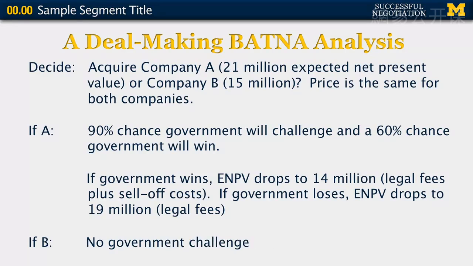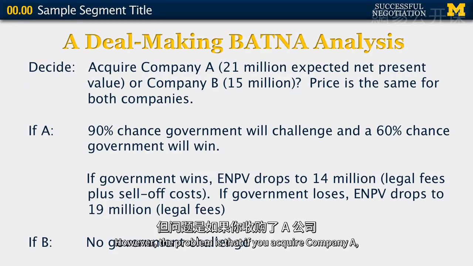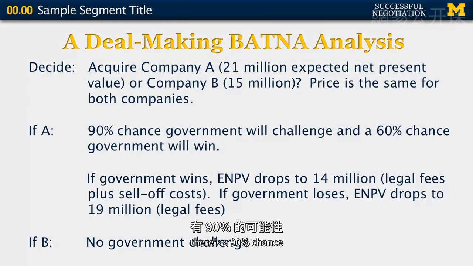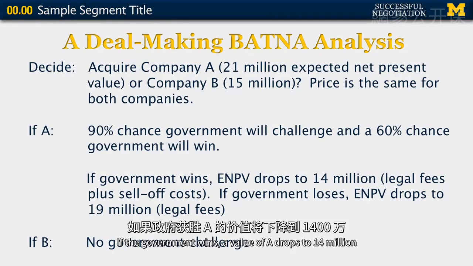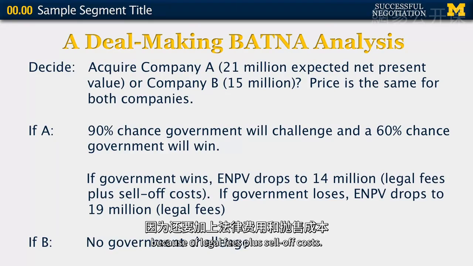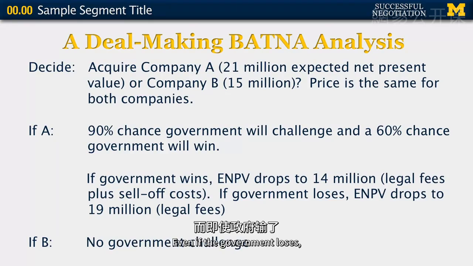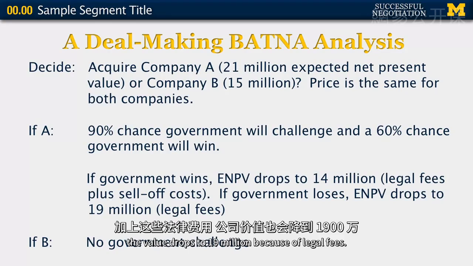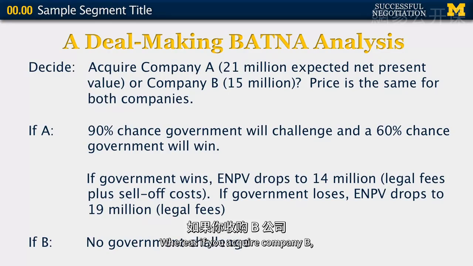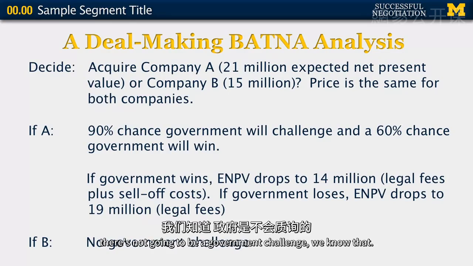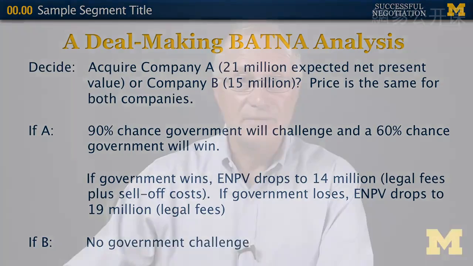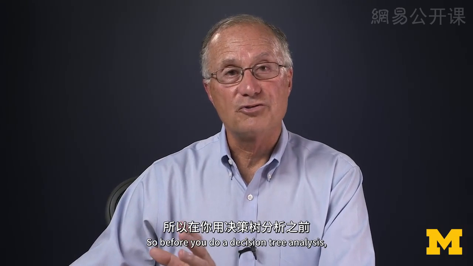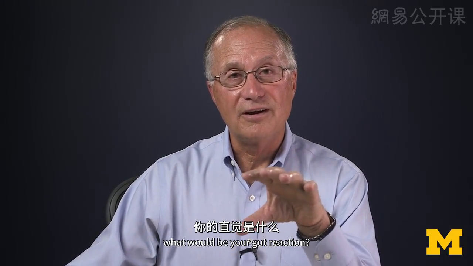Of course you would acquire Company A if the price is the same as for Company B because of the different valuation. However, the problem is that if you acquire Company A, there's a 90% chance the government will challenge the acquisition and a 60% chance the government will win. If the government wins, the value of A drops to $14 million because of legal fees plus sell-off costs. Even if the government loses, the value drops to $19 million because of legal fees. Whereas if you acquire Company B, there's not going to be a government challenge. We know that.